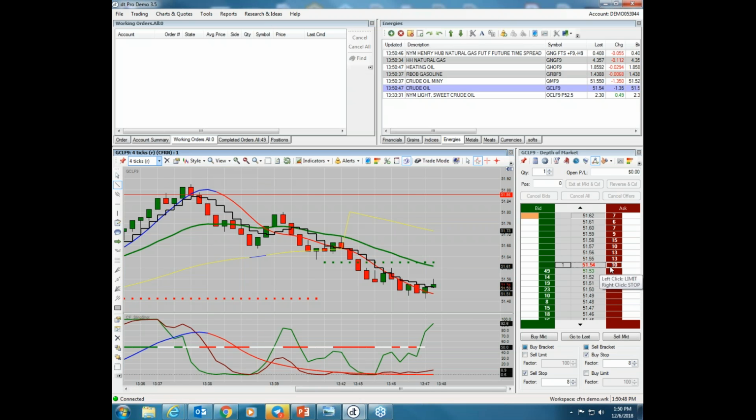So if that happens, I'm going to go inside the DOM here and left click and get short. We'll be in the DOM on the red side. So we're trying to get short. Remember, the normal thing for the market to do is to get back to this BBC. That's what we're expecting to happen.